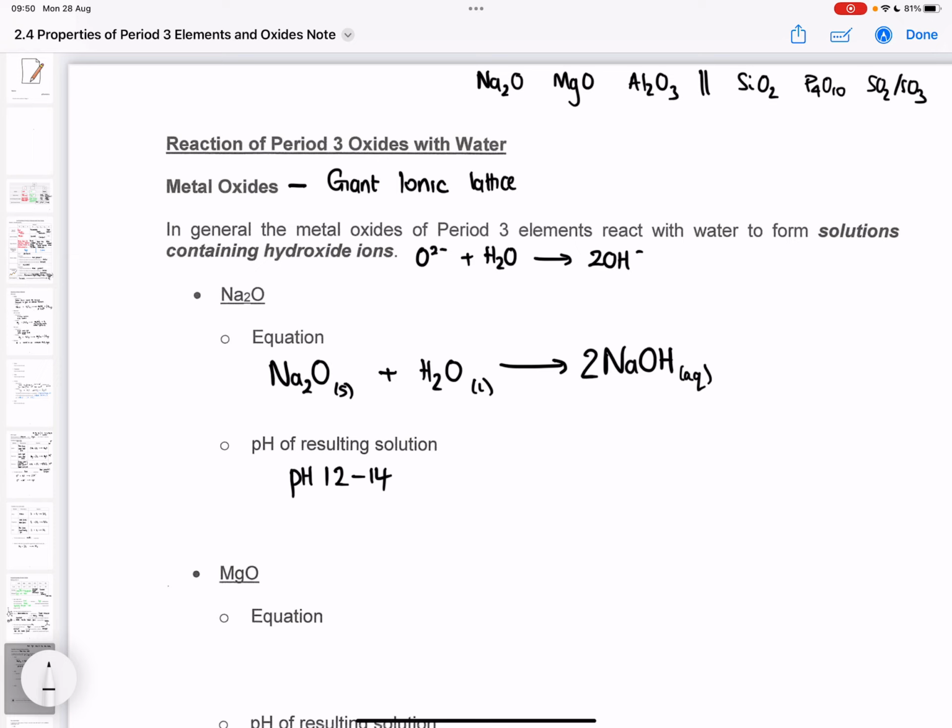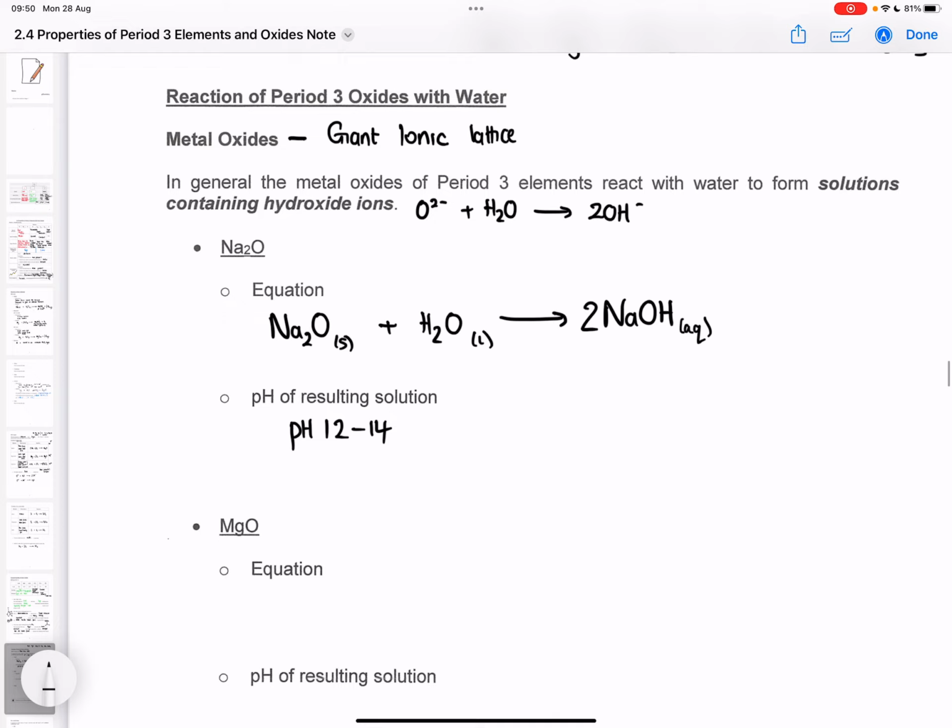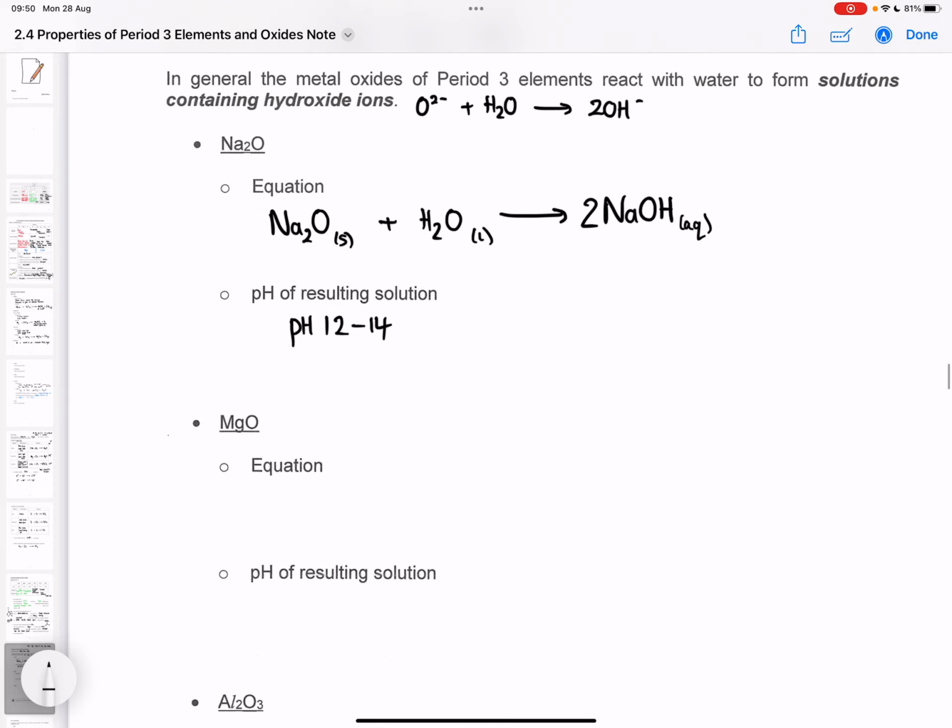Questions are going to give you hints. It formed a solution with a high pH. That's going to give you a clue. It reacted vigorously.